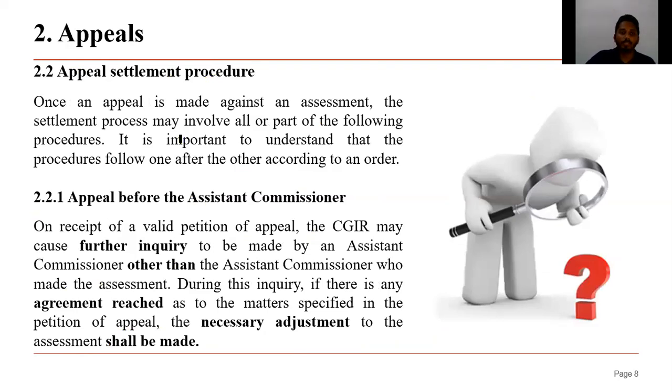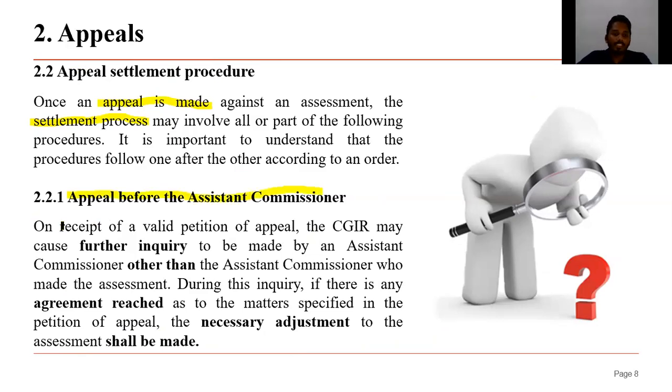Again, the appeal settlement procedure. Once you make an appeal, then the settlement process begins. Even once you submit an appeal, you can't just wait. It goes to the appeal hearing unit. This is important to understand in the procedure. Basically, the first step is the appeal before the assistant commissioner.